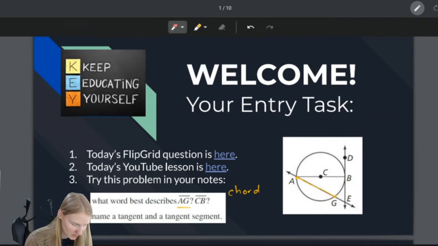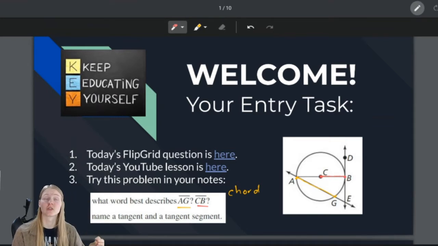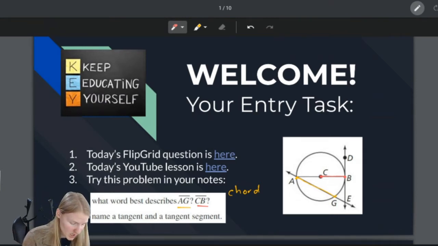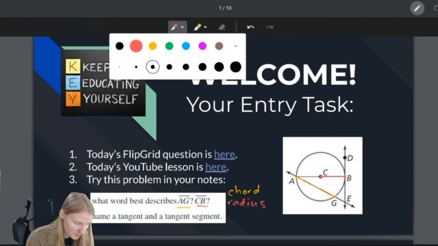Okay, next color, let's look at CB. CB goes from the center of the circle to the outside of the circle. A segment that goes from the outside to the center of the circle, we call a radius. Awesome, awesome.